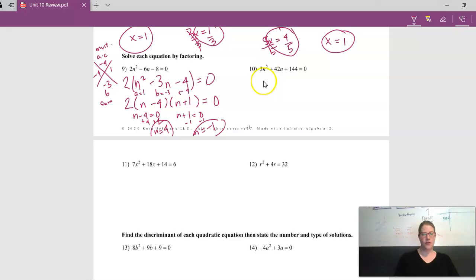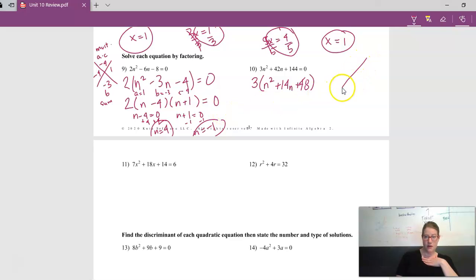Okay. On number 10, again, first thing we want to do is look for the greatest common factor. 3 goes evenly into each of these numbers, so I'm going to first pull a 3 out front. That's going to leave me with n squared plus 14n plus, grab my calculator, 144 divided by 3 is 48. And let's just make sure I did 42 divided by 3 correctly. Yes, 14. Okay, so then we have n squared plus 14n plus 48.